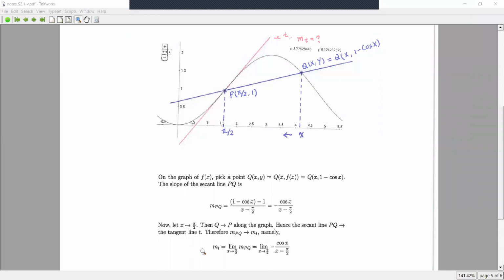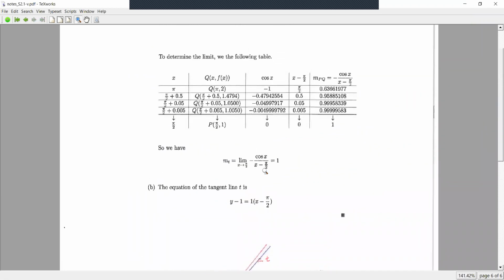Again, for the convenience of my presentation, I copied this limit on the last page. I copied that limit here. Now, to find the limit, I make this table. The first column is for x, the second column for the point Q, this column for the numerator cosine, and this column for the denominator. And the last column is this quotient. This quotient is the slope of the line PQ. Now, I let x approach the point pi over 2 by taking on these points.